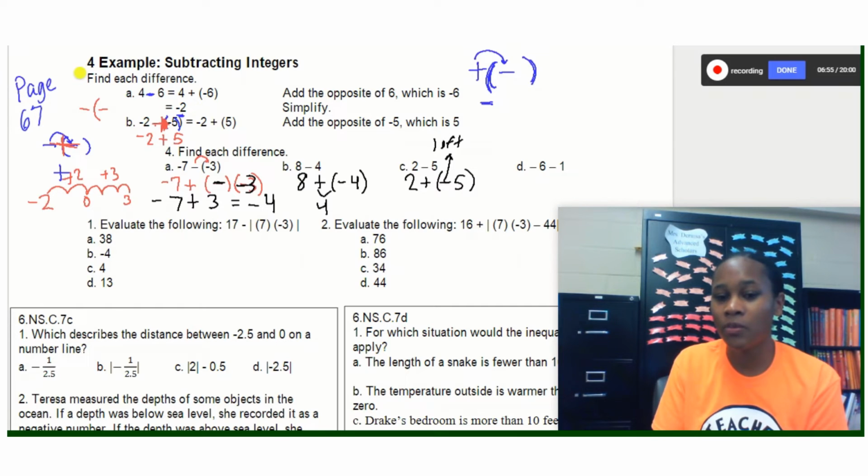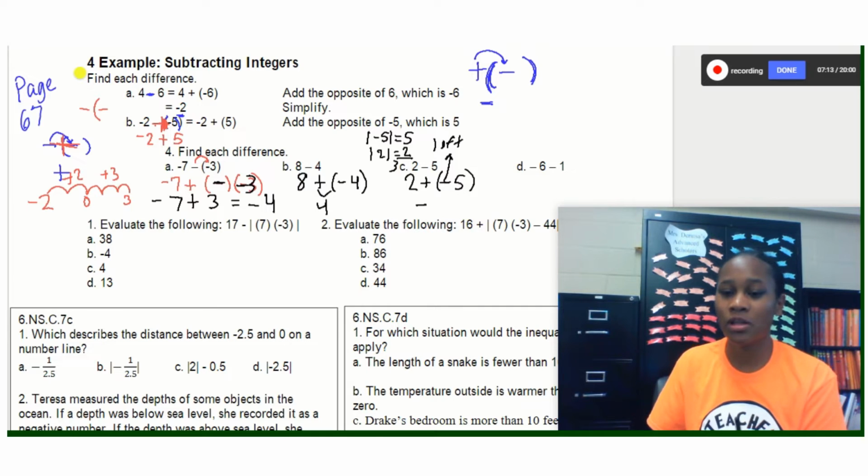So if you remember what we learned the other day, since we have different signs, we subtract. Different signs, you find a difference. So we want to subtract the absolute values. So we have the absolute value of -5, which equals 5, and then the absolute value of 2, which equals 2. 5 minus 2 is 3.